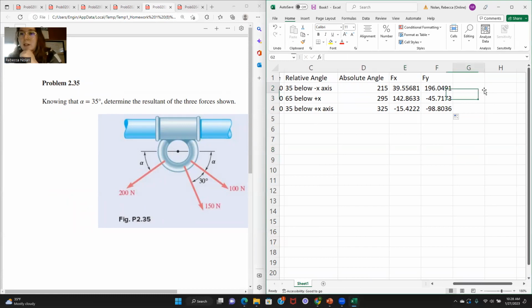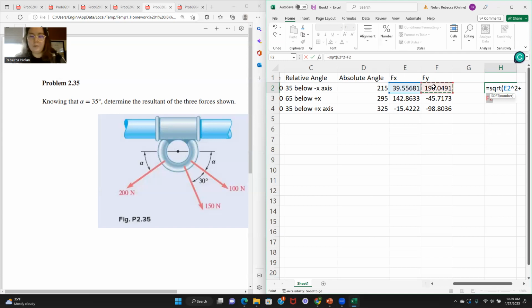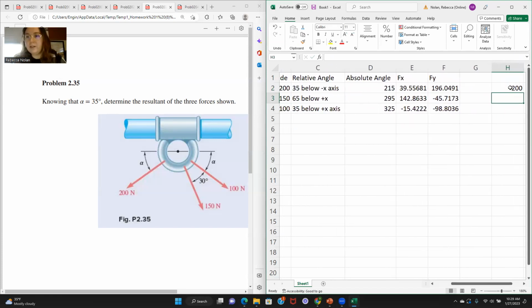One quick way to check to make sure that these make sense would be to make sure their magnitudes are equal. So if we were to do the square root of the sum of the squares, meaning the square root of the x component squared plus the y component squared, it should give us that same value as that magnitude in the beginning, and that's just a quick check to make sure I did it right. Okay, cool.